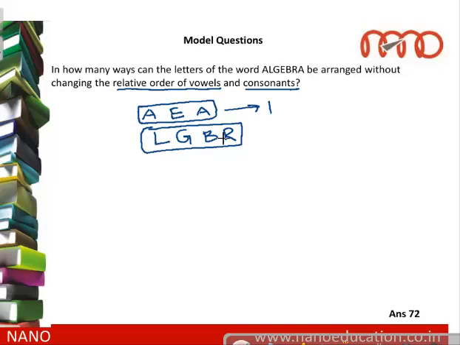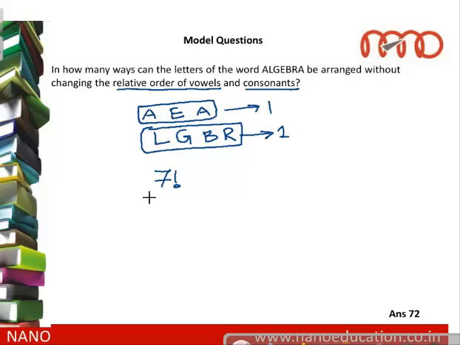L, G, B, R can be permuted among themselves in only one way. Whenever 4 objects can be permuted among themselves in only one way, we can treat them to be identical. And similarly, A, if they can be permuted in only one way, we can again treat these 3 objects to be identical. So we have 7 things to permute among themselves.